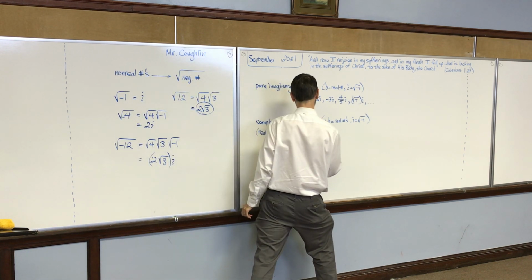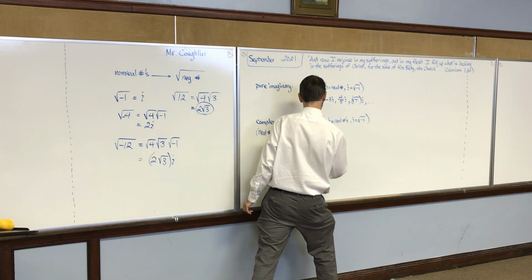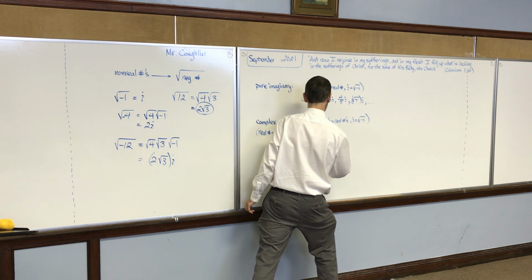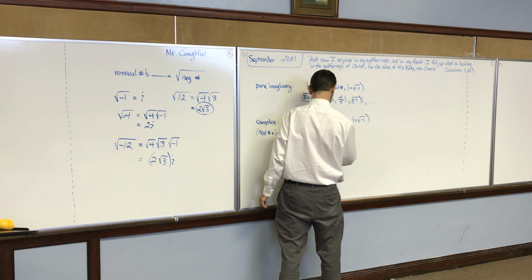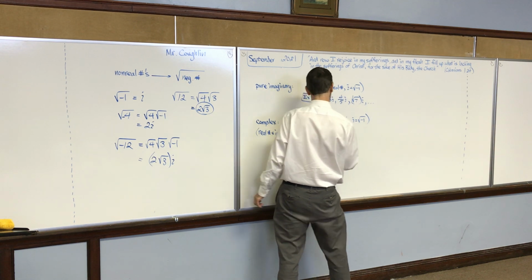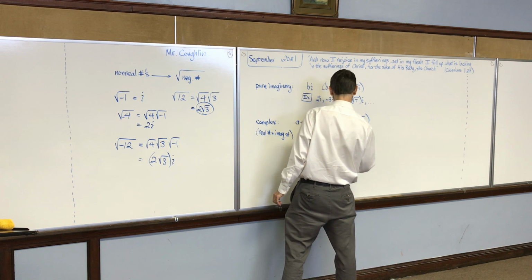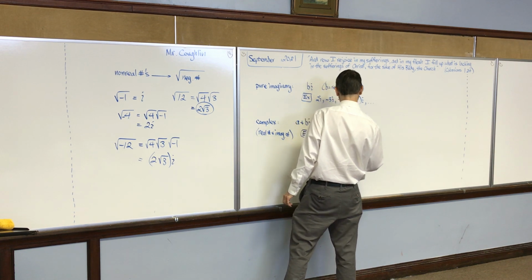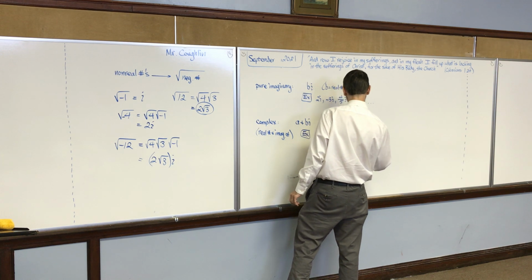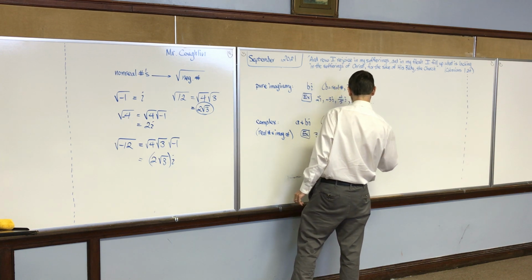For example, 3 plus 4i. Negative 5 plus 6 over 7i. Radical 2 plus radical 3 times i, and so on.